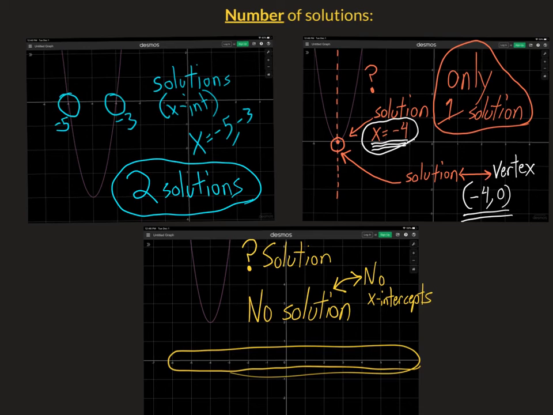So notice, you guys would be given various graphs, and it might be one where you've got two solutions, it might be one where you've got one, or it might be a no solution. You just have to read the graph and see.